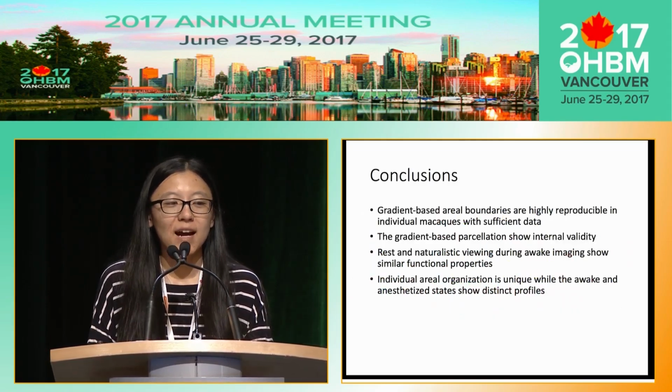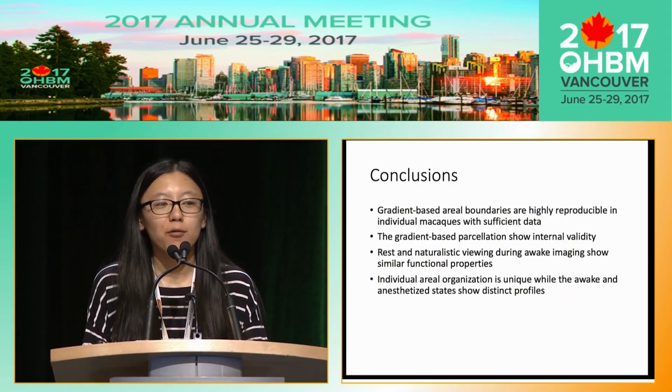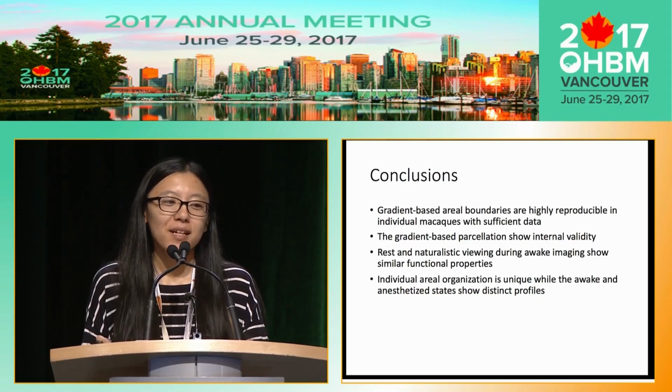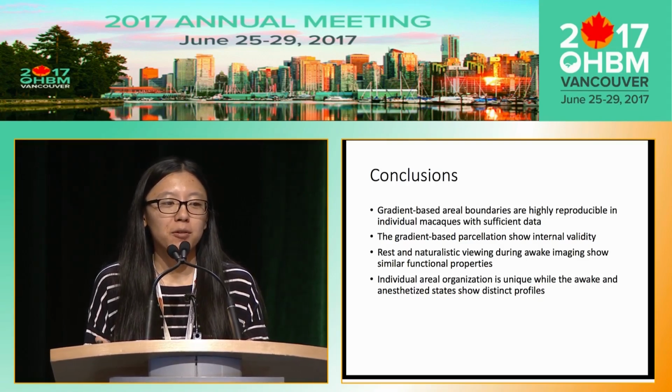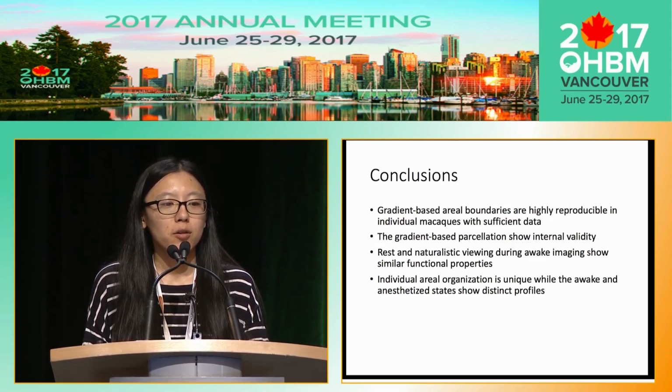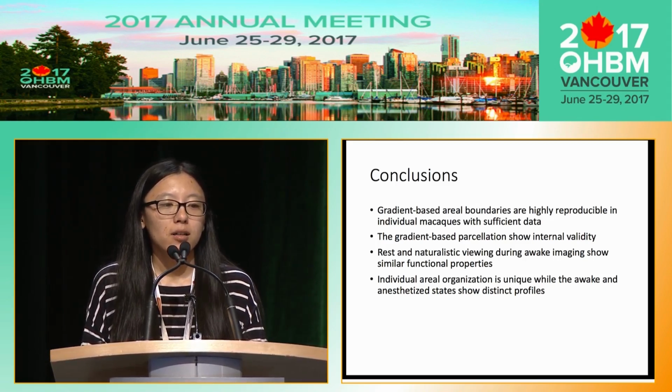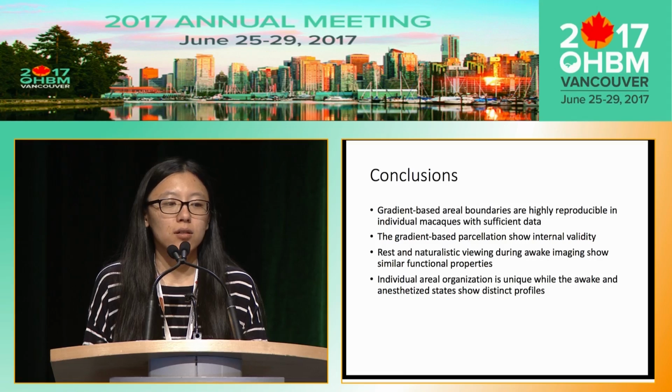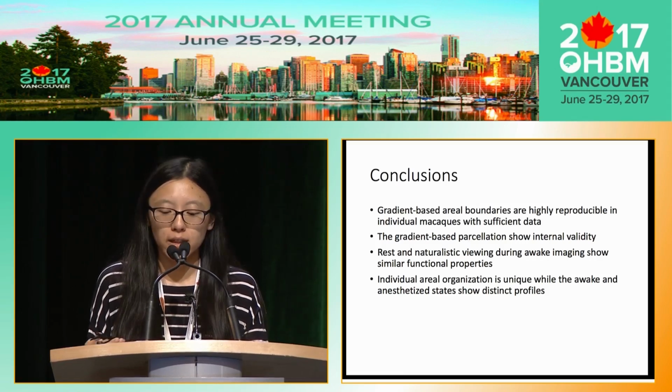So to summarize, I would like to insist on 4 points. First, gradient-based area boundaries are highly reproducible in individual macaques with sufficient data. By sufficient data, I suggest 30 to 40 minutes with contrast. Second, the gradient-based parcellations show internal validity. And third, rest and naturalistic viewing during awake imaging show similar functional properties. Last, the individual area organization is unique, while the awake and anesthetized states show distinct profiles.